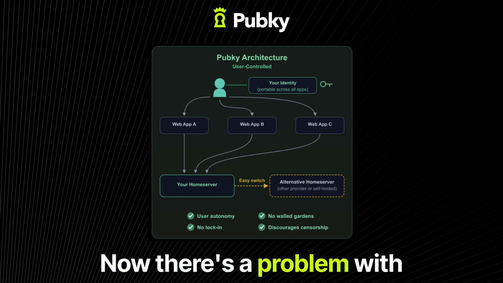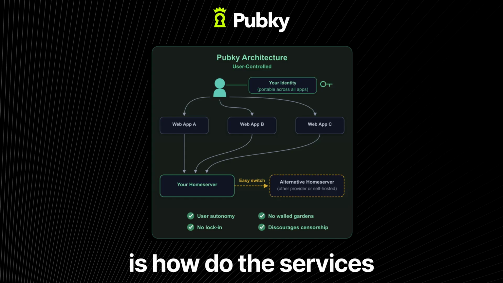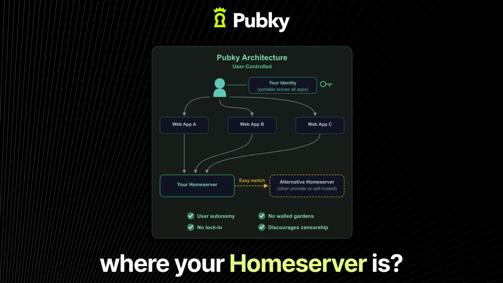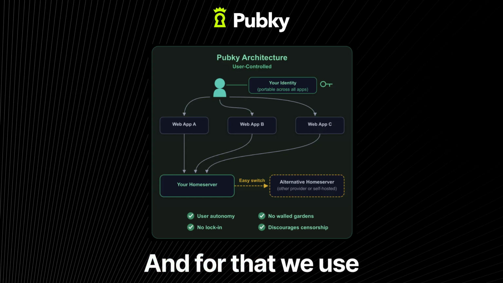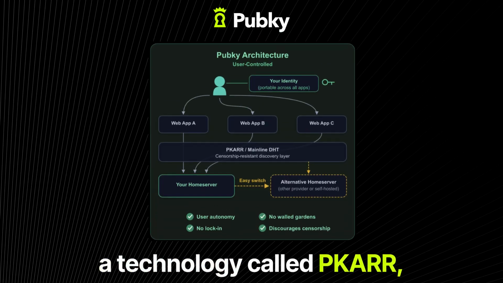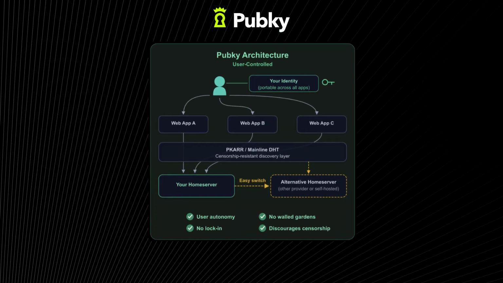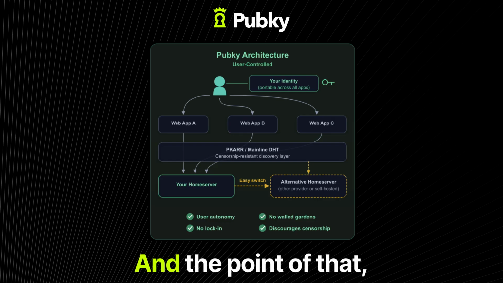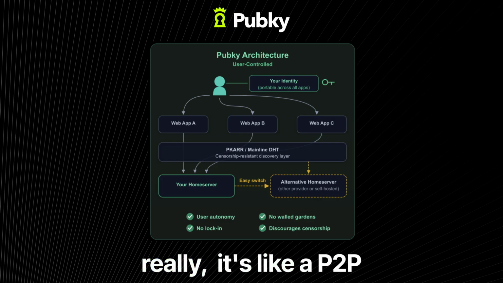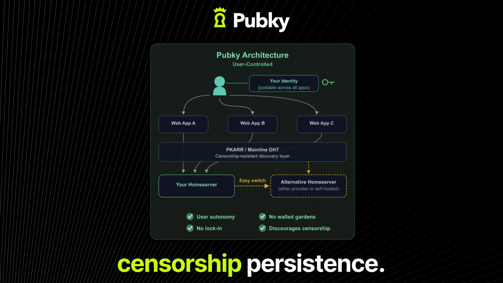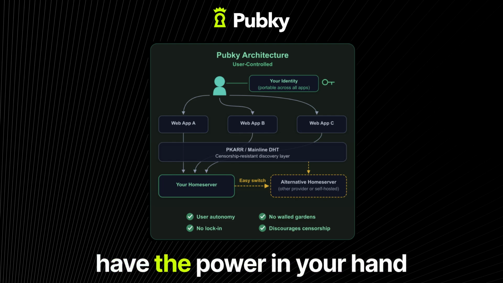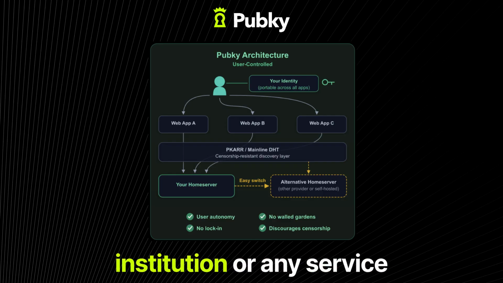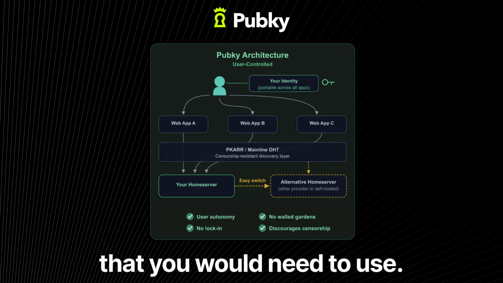Now, there's a problem with that architecture, which is how do the services or the web apps know where your home server is? And for that, we use a technology called PKARR, which publishes the address of your home server in a sense on Mainline DHT. And the point of that really, it's like a P2P network, which gives you censorship resistance. So you have the power in your hands to switch your home server whenever you want. And again, you're not dependent on any institution or any service that you would need to use.